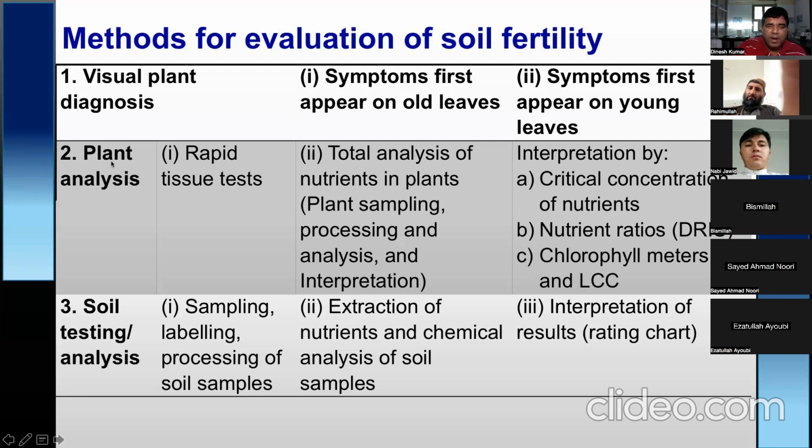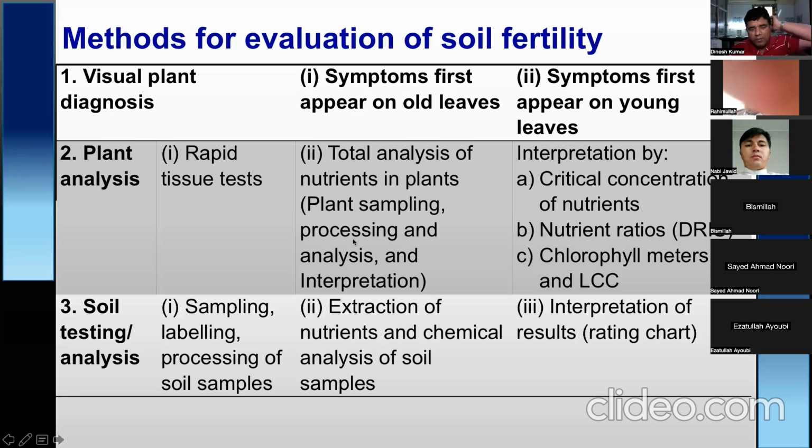Then we can go for plant analysis. I told you it is also an approach to supply the nutrients. So in this, there are two approaches. One is the rapid tissue test, which is a qualitative test. It gives us just an idea or indication that our plant tissues are deficient, but it will not give us the exact concentration of the nutrients. Then we do quantitative analysis. Quantitative analysis is total analysis of nutrients in the plant.